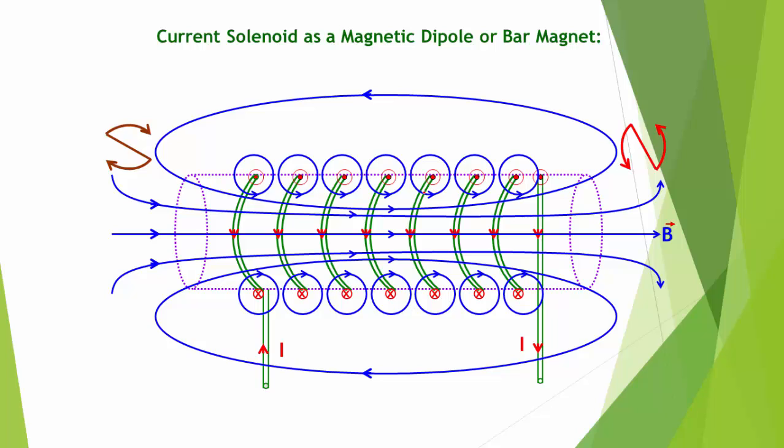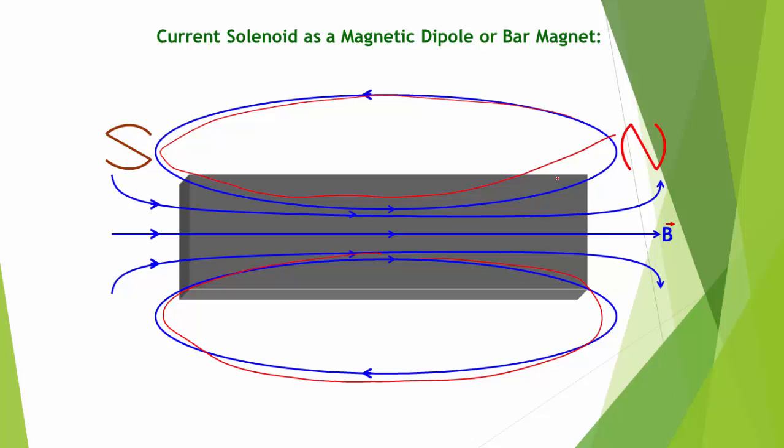Magnetic field lines always start their journey from the north pole to the south pole externally, and south pole to north pole internally. Here, north pole to south pole externally, south pole to north pole internally. Here also, magnetic field lines go north pole to south pole externally and south pole to north pole internally. This is the imaginary concept. Current solenoid acts as a magnetic dipole or a bar magnet. This is the bar magnet. It has two poles. You get the clear idea in this diagram, right?